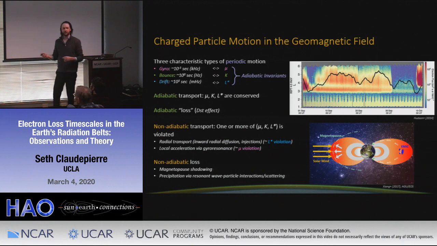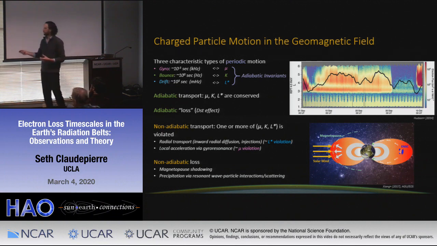This figure is really nice because it encompasses the main non-adiabatic behavior that we know about. For example, when you have fluctuations in the field that occur on drift period timescales, you can violate the third adiabatic invariant, which produces radial diffusion, inward radial diffusion, which energizes the particles through conservation of the first invariant. That's probably what's producing this enhancement out here. The belt has dropped out, and probably these particles are radially diffusing inward and becoming energized, producing this second outer belt. We also know a very important process called local acceleration from gyro resonance.